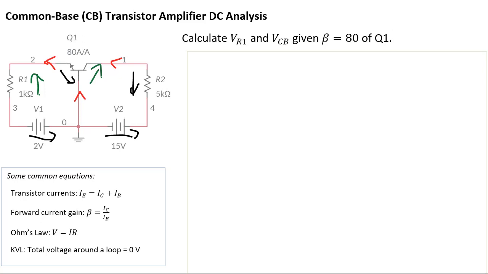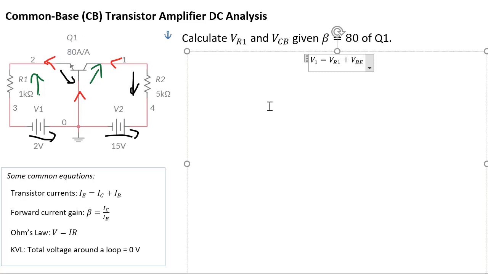So now let's write some equations in order to figure out the various values. The first thing we want to do is figure out the equation in the left loop. This is our left loop and this is our right loop. The first equation I'm going to write is a KVL equation that links V1, VR1, and VBE. According to KVL, V1 equals VR1 plus VBE. So that's our first equation.